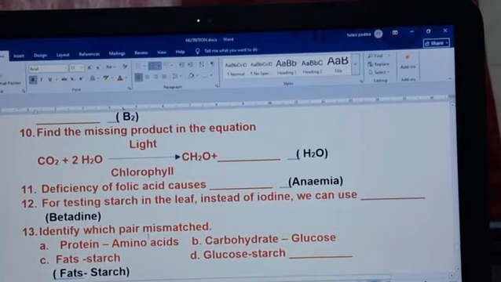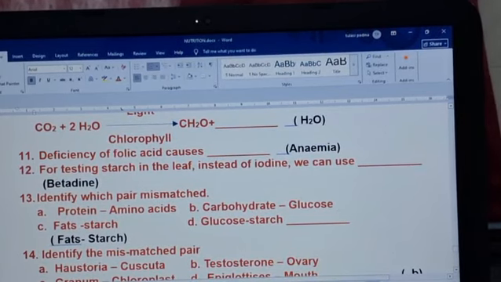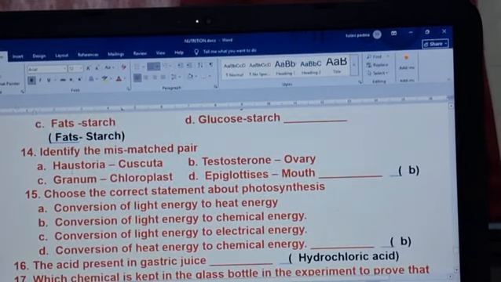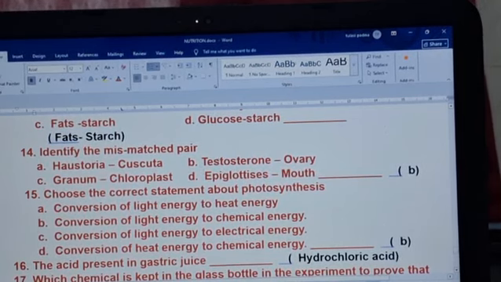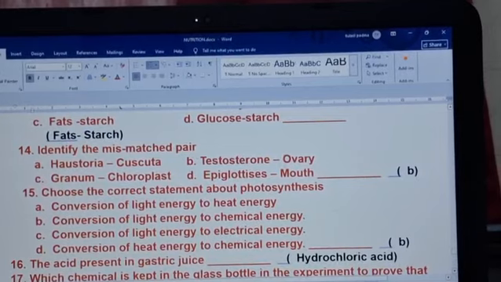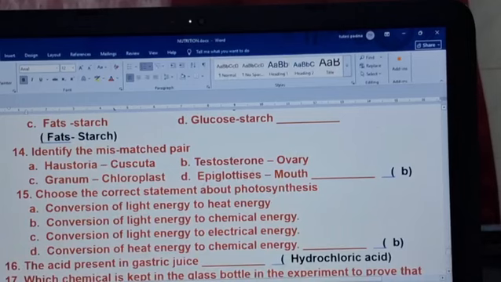Identify which pair is mismatched. Protein, amino acids; carbohydrates, glucose; fats, starch. Fats and starch is not a match, it is a mismatch. Then identify the mismatched pair. Haustoria, Cuscuta; testosterone, ovary; granum, chloroplast; epiglottis and mouth. Testosterone and ovary: testosterone is a male hormone, ovary is female. So this is not a match.